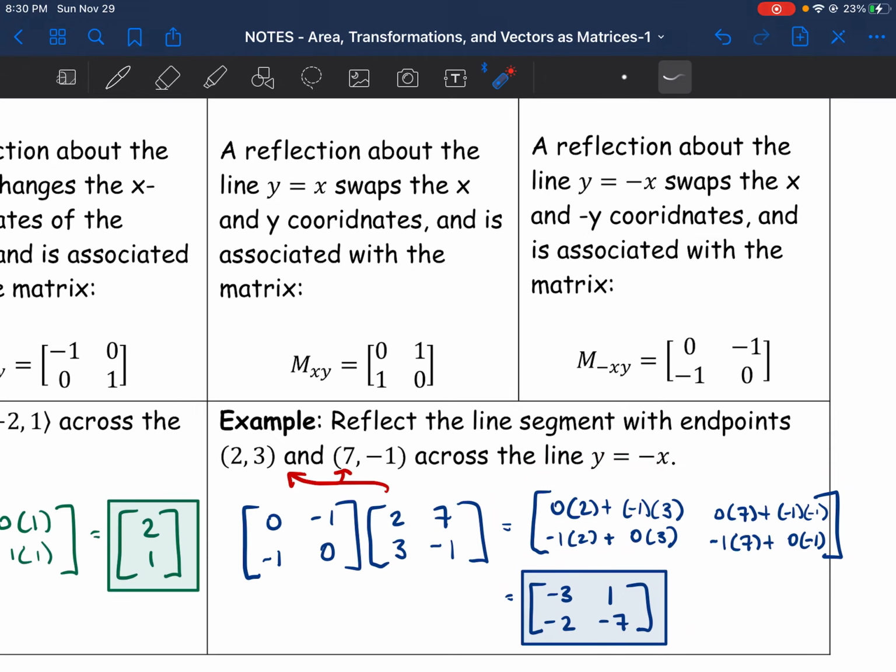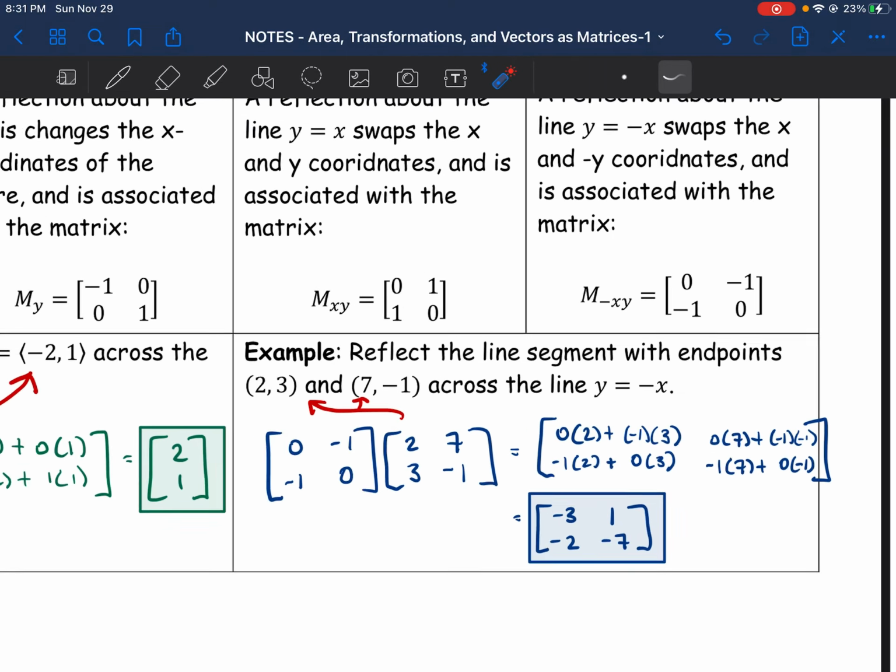Notice again that when you reflect across the line y equals negative x, you end up switching the position of the x and the y coordinates, and you end up changing their signs. So 2 and 3 got swapped with each other. They were both positive, they both changed negative. 7 and negative 1 got switched with each other. The negative 1 changed to a positive 1, the positive 7 changed to a negative 7. So we got the exact desired result that we expected.